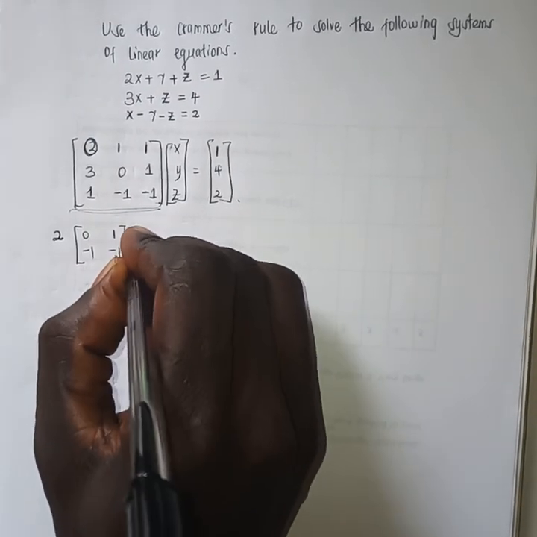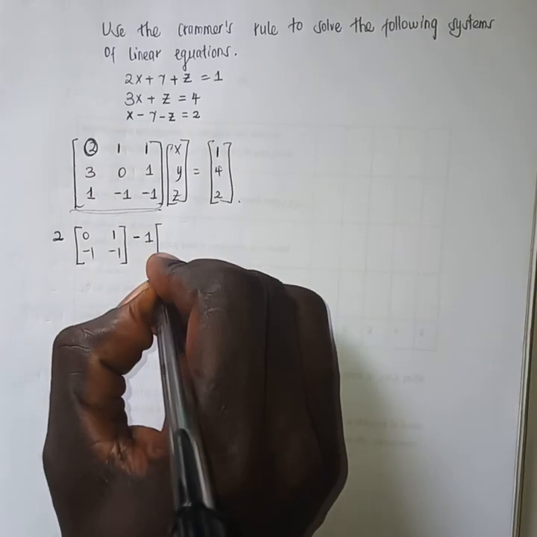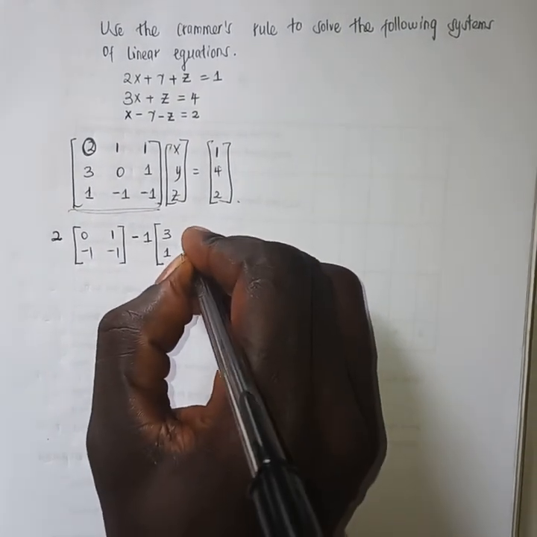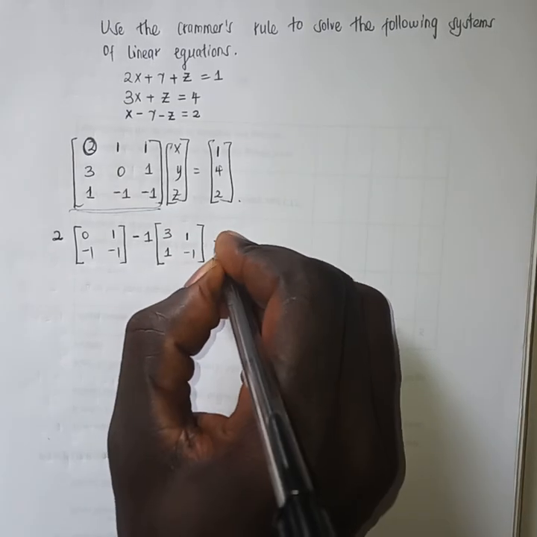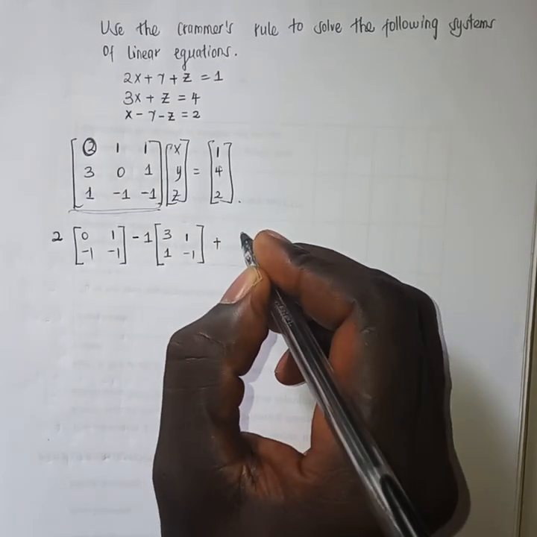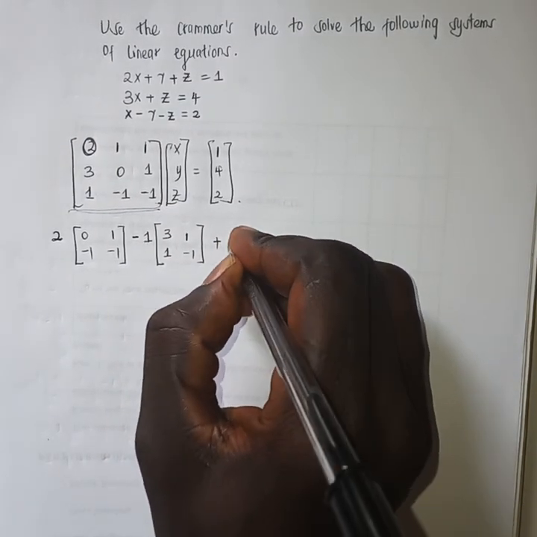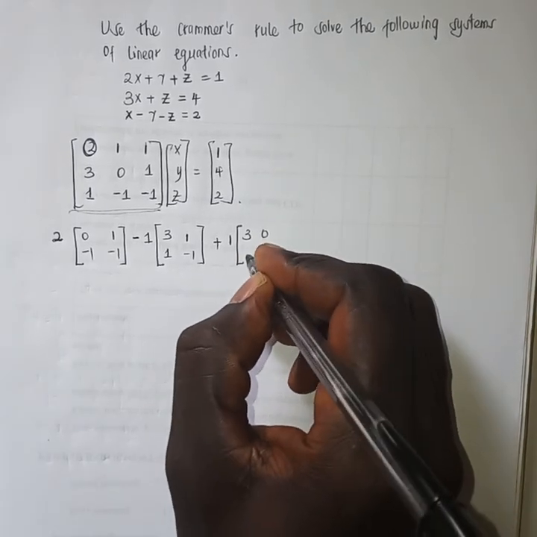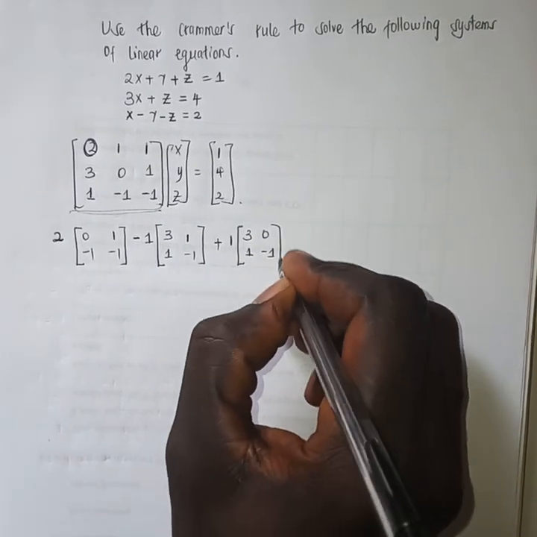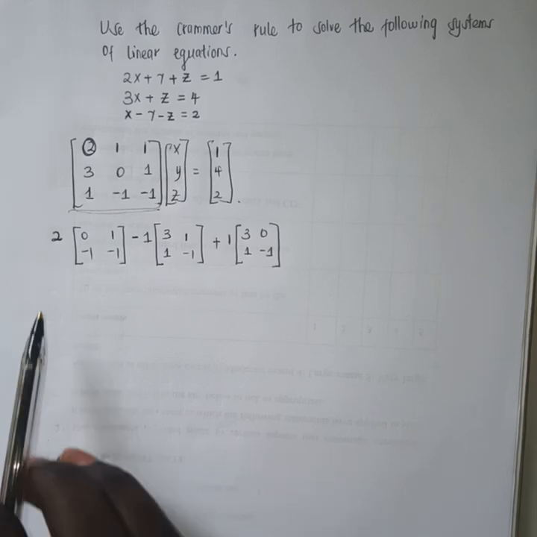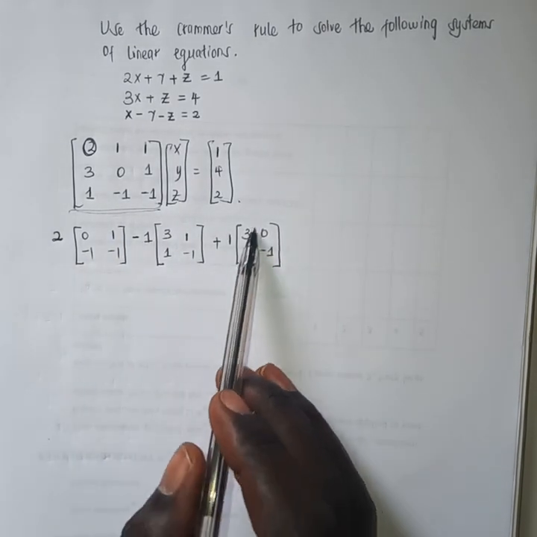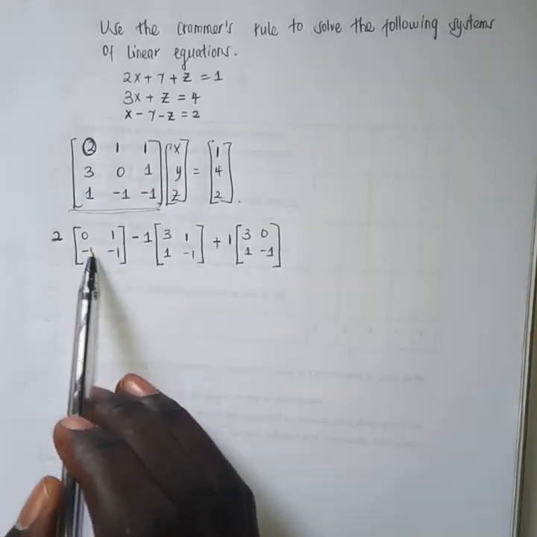Then we are going to have a minus sign here, 3, 1, 1, -1. Then we are going to have a positive sign, and it is 1, having 3, 0, 1, -1. We are going to perform those operations by finding the determinant of these matrix forms. These are the minor matrices.